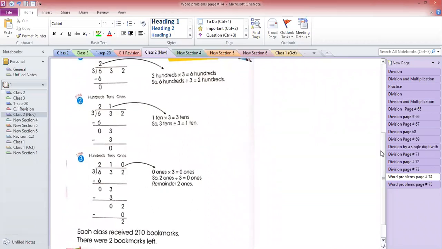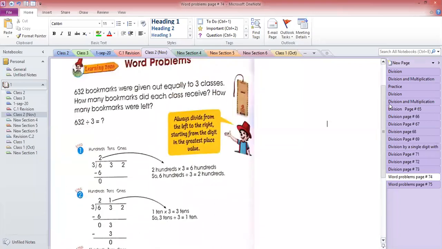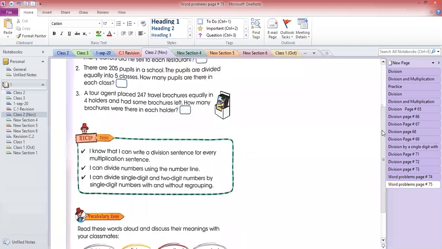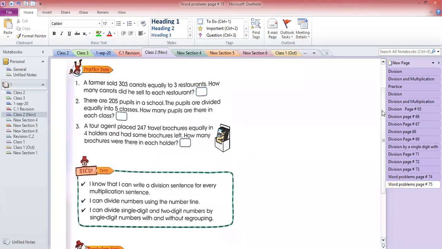In that way you have to solve. We will solve this question tomorrow, inshallah. Next, on page number 75, we have some word problems. We will solve these too, and then we will move to the testing zone.